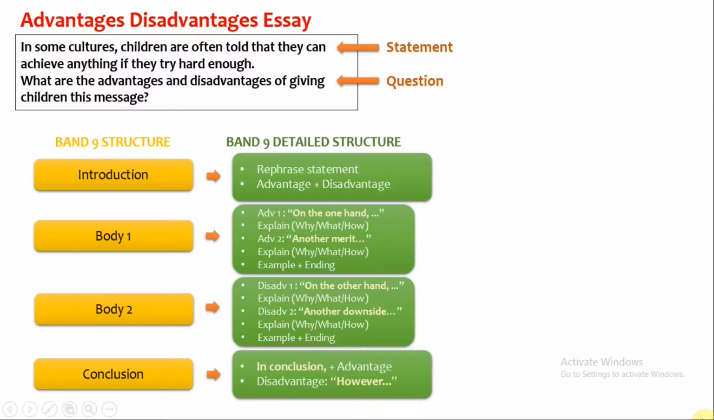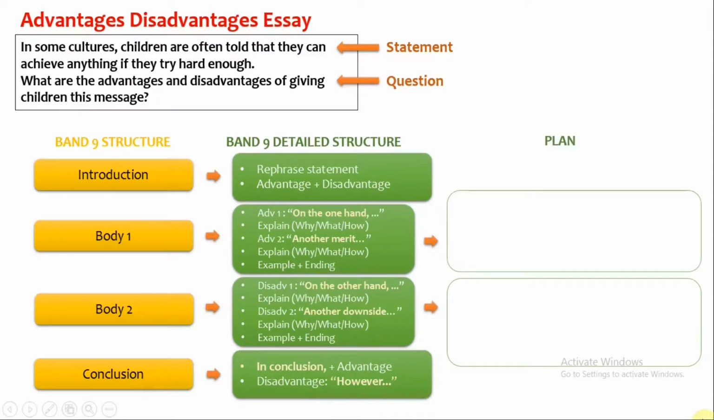Always keep the structure in the correct order. Remember that you must write about advantages in one para and disadvantages in another para. Never mix them. Once you are aware of the structure, the next step is to plan the body 1 and 2. First, write about advantages for body 1. The statement is, in some cultures, children are often told that they can achieve anything if they try hard enough.